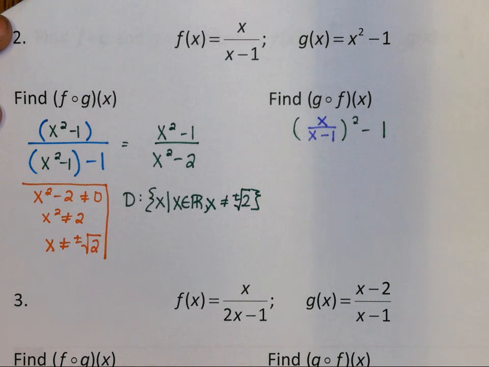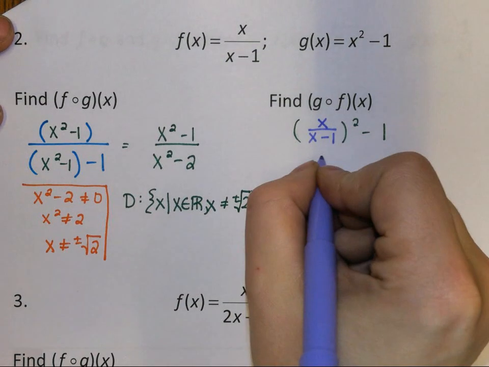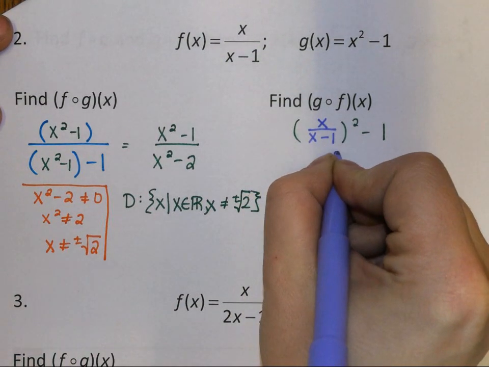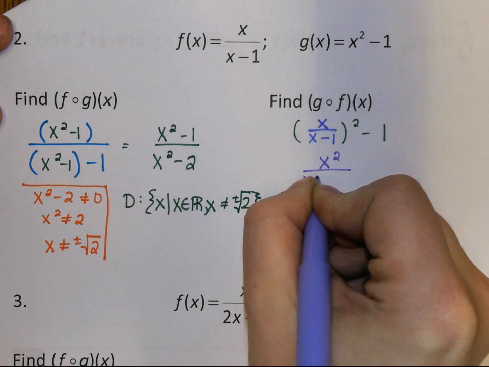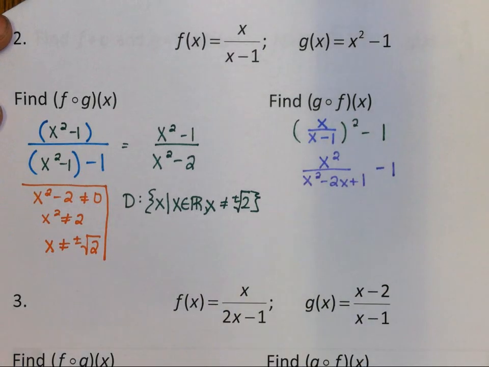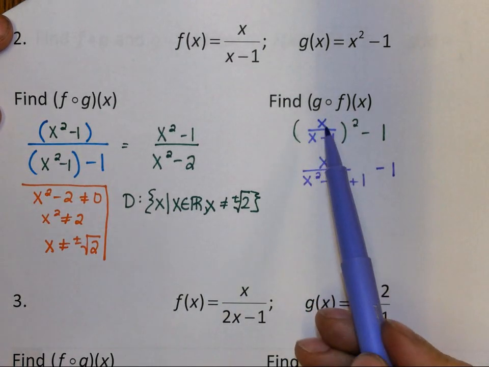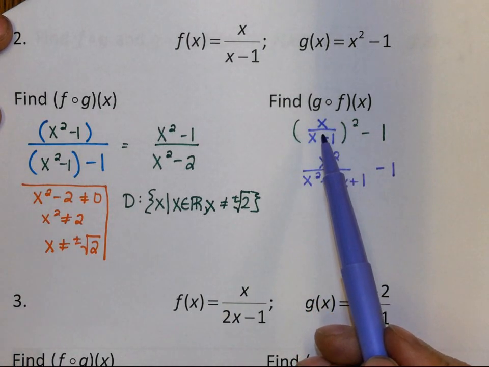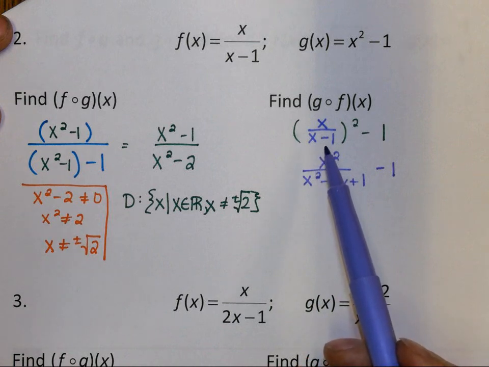All right, ladies and gentlemen, be very, very careful here. When you square x over x minus 1, what do you get? x squared over x minus 1 squared. Okay, but what is that? x squared over x squared minus 2x plus 1. When there is no plus or minus sign, yes, you can distribute your exponents. When there is a plus or minus sign, you have to realize that it is going to be FOILed.